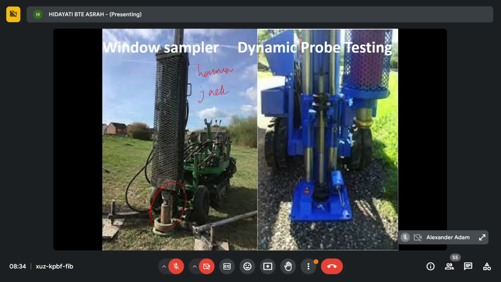The sample of soil using this method can be obtained to a depth of 8 meters, so deeper compared to method number one, the trial pits. This method is also suitable for sites with restricted access, for example, for minimal disturbance and for contamination investigation. So we have three different methods for taking soil samples from your site project.